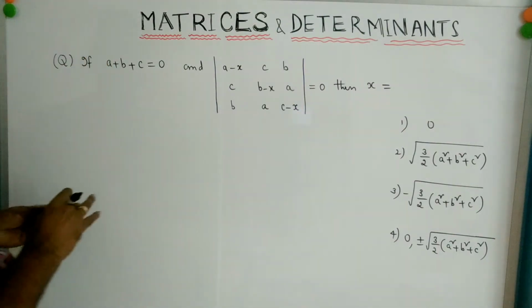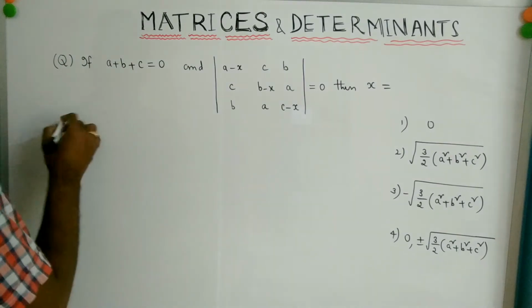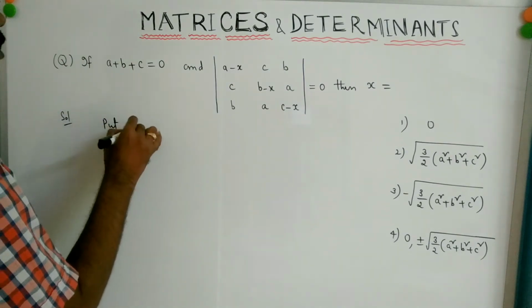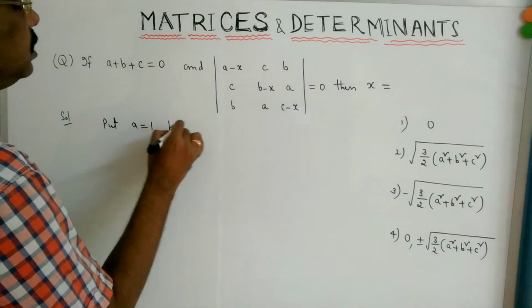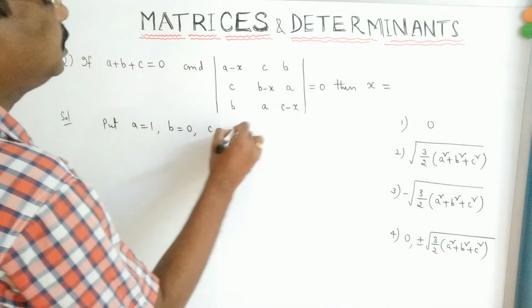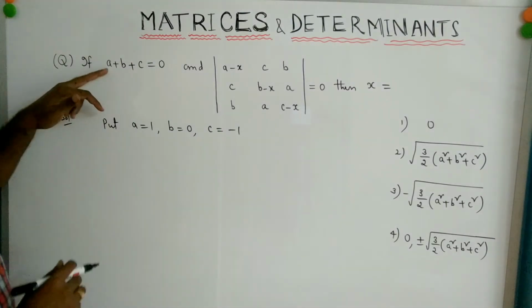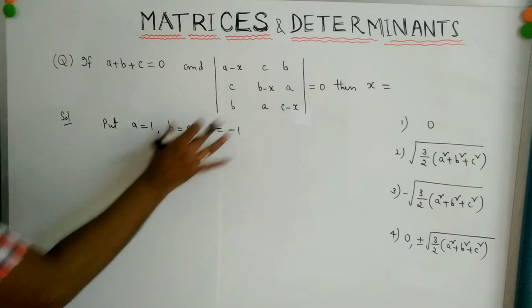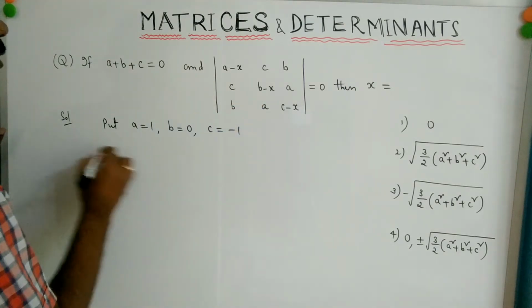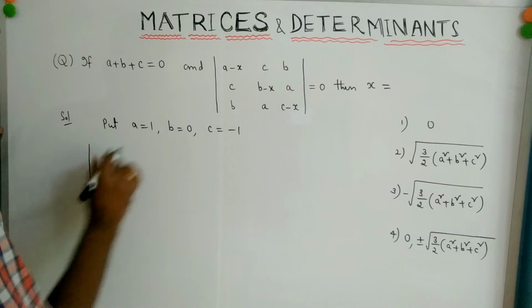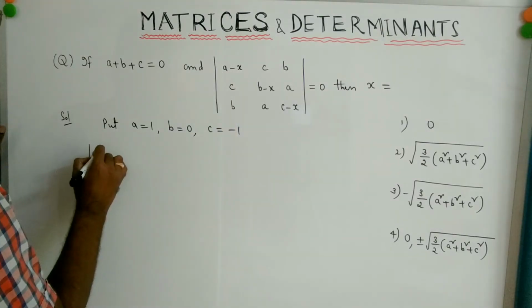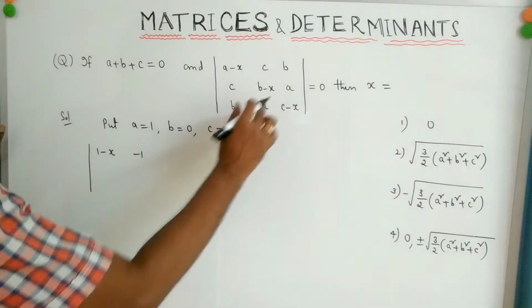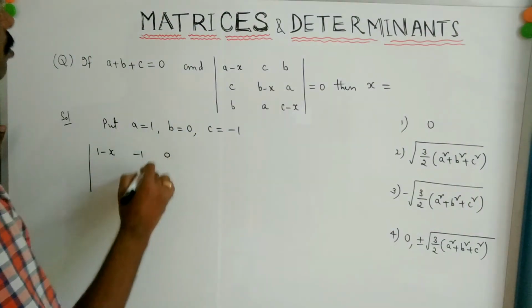Okay, now here easiest method, put a is equal to 1, b is equal to 0, c value minus 1. Okay, now 1 plus 0 minus 1, 1 minus 1, 0. Okay, now here same values are substituted. Now det of a value 1, 1 minus x, now c value minus 1 and b value is 0.